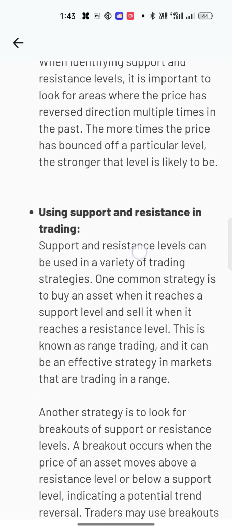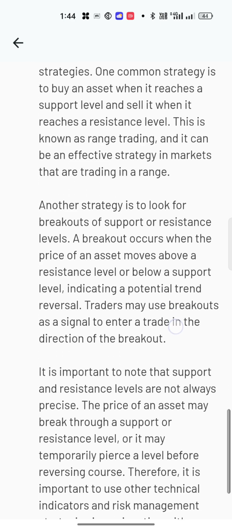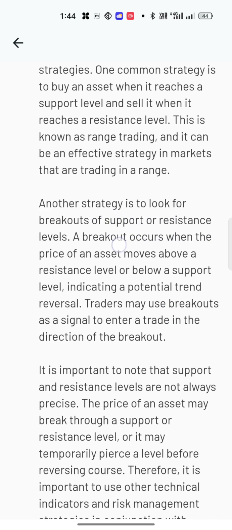Using support and resistance in trading. Support and resistance levels can be used in a variety of trading strategies. One common strategy is to buy an asset when it reaches a support level and sell it when it reaches a resistance level. This is known as range trading, and it can be an effective strategy in markets that are trading in a range. Another strategy is to look for breakouts of support or resistance levels. A breakout occurs when the price of an asset moves above a resistance level or below a support level, indicating a potential trend reversal.